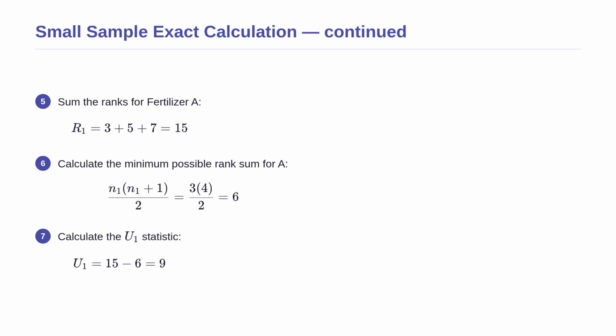Continuing with our example, we now calculate the sum of the ranks for fertilizer A. The yields 12, 15 and 18 correspond to ranks 3, 5 and 7, giving us a rank sum R1 of 15. Next, we convert this into our standardized U1 statistic. We first calculate the minimum possible rank sum for fertilizer A, which is 3 times 4 divided by 2, equaling 6. Subtracting this minimum of 6 from our actual rank sum of 15 gives us a final U1 statistic of 9.